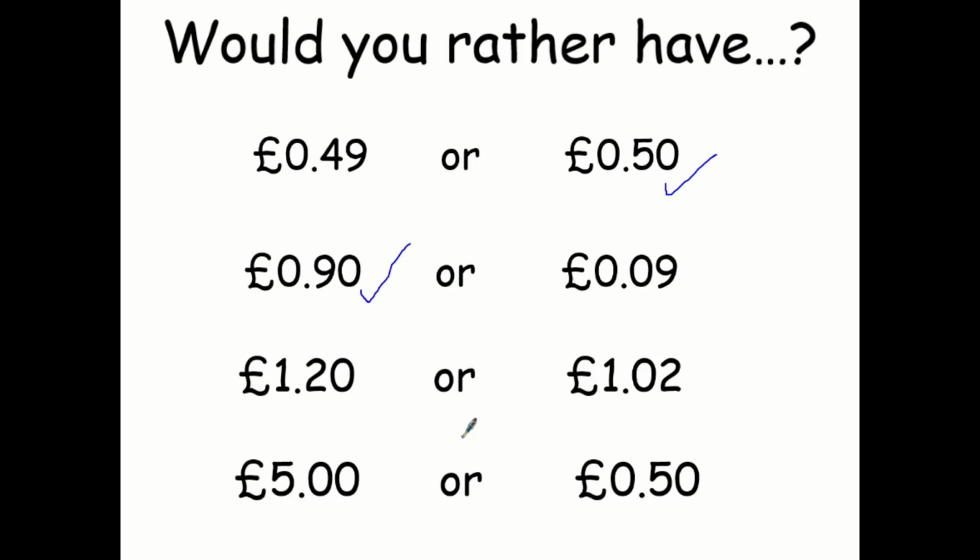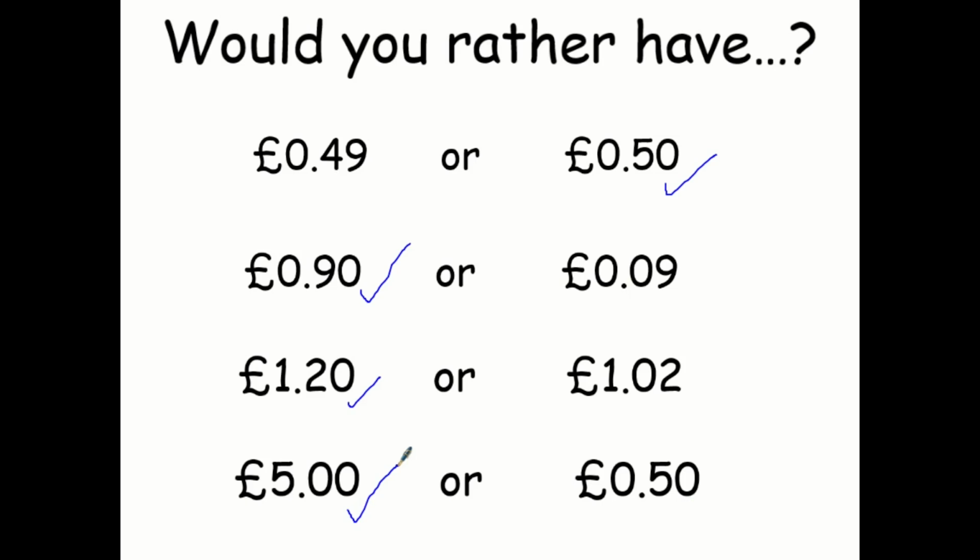What about here? On the left we've got £1 and 20 pence, and on the right we've got £1 and 2 pence. So again, you'd probably want the bigger value. What about here? Well, on the left we've got £5 and on the right we've got 50 pence. So the larger value there, £5.